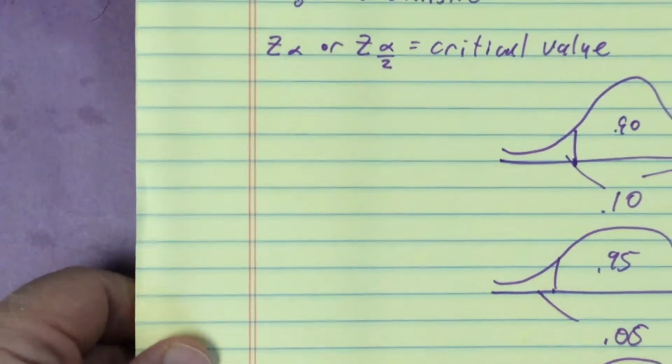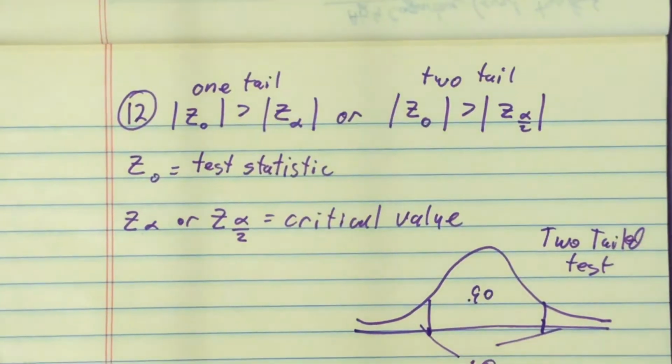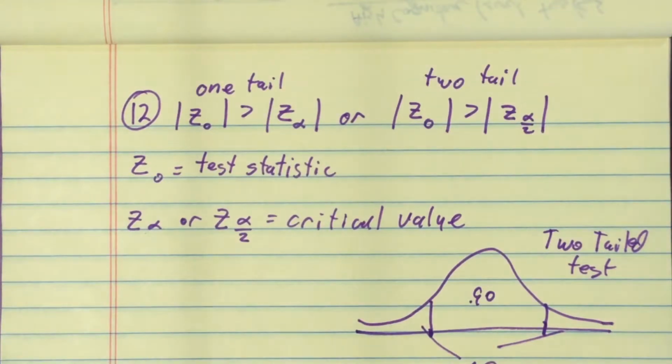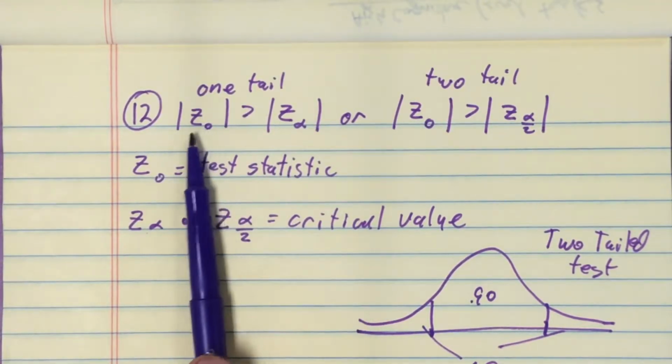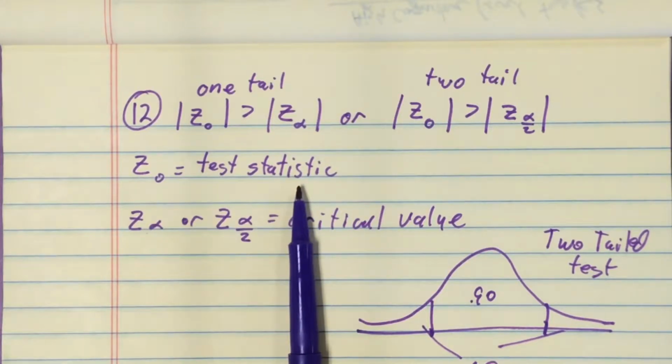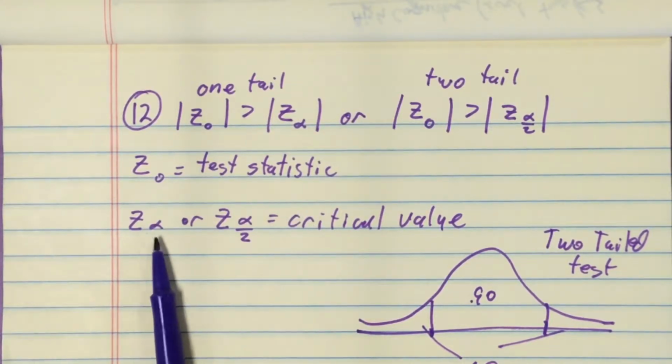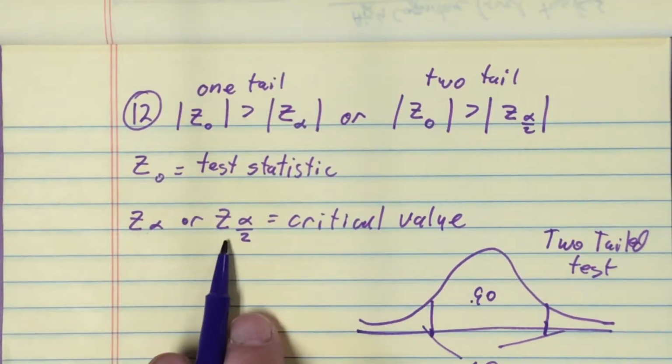So in question 12, I have just a couple formulas here, and these can go in your cheat sheet. A lot of times students will get confused about the negatives and positives we get, depending on what side of the tail we're on. So I have these formulas here where we're going to take the absolute value of C sub 0, which is the test statistic, and compare that to the Z of alpha, or Z of alpha divided by 2. The Z of alpha is a one-tail situation, and the Z of alpha divided by 2 is a two-tailed situation, which establishes the critical value.